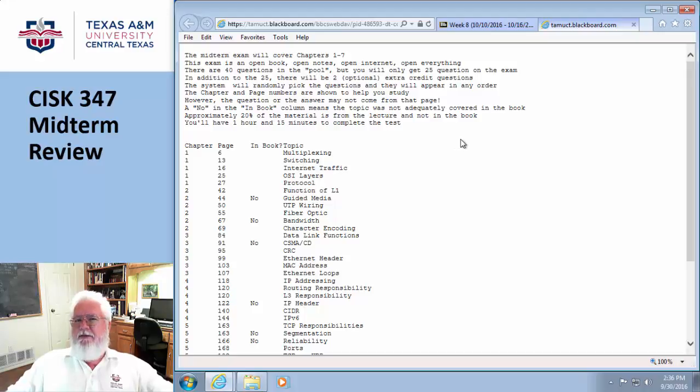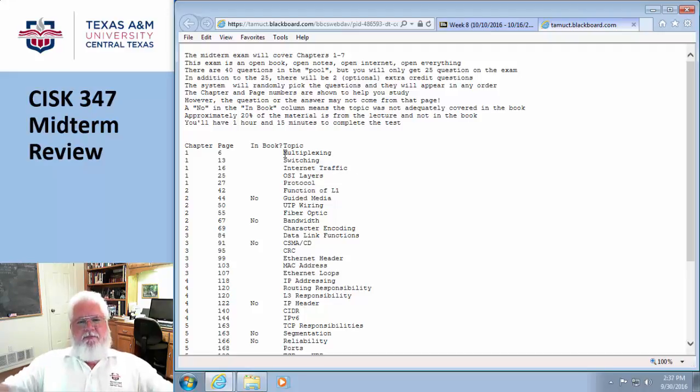There's a column here for no. No in the book means either it wasn't adequately covered or perhaps wasn't covered at all, and therefore you have no choice but to rely on lecture notes. Cool. As always, about 20% of the material comes from me rather than the book, and it is timed, and you have an hour and 15 minutes to complete.